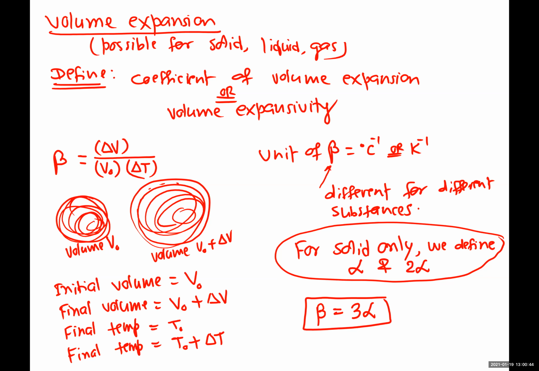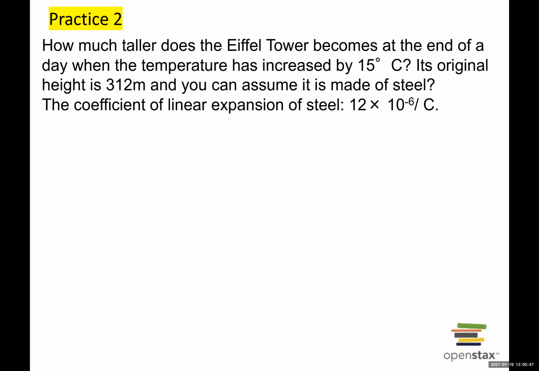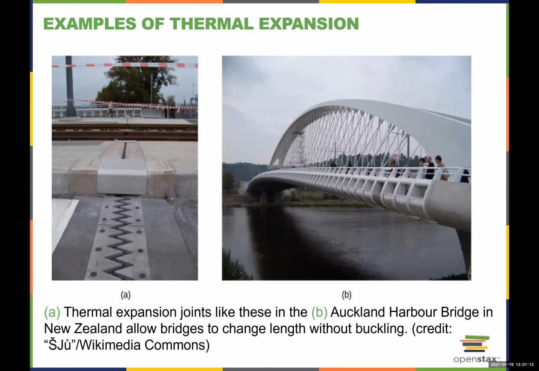If you have understood up to this point, you can answer these questions. Basically, we want to find how much taller the Eiffel Tower becomes at the end of the day when the temperature has increased. You can try this. These are examples of the effect of thermal expansion. That's why you see a gap left in bridges where the expansion happens.